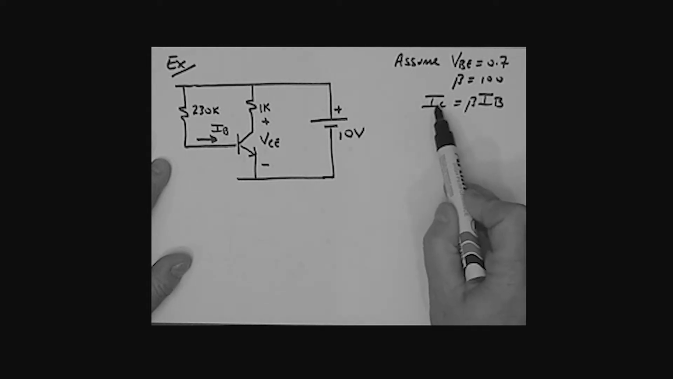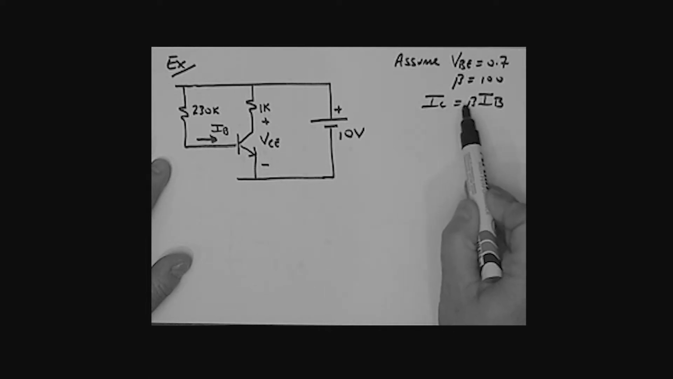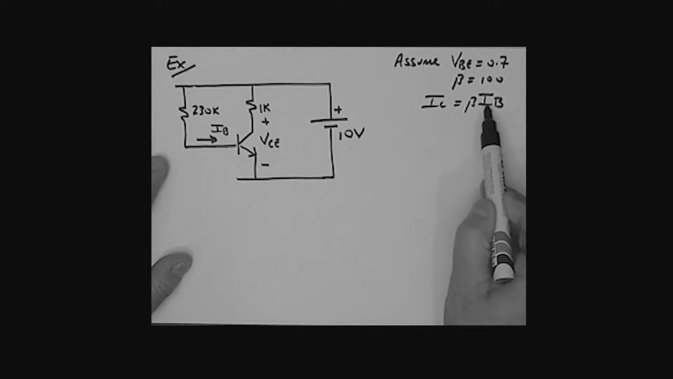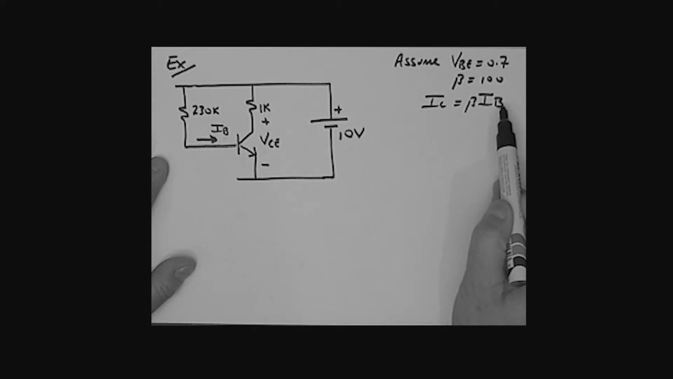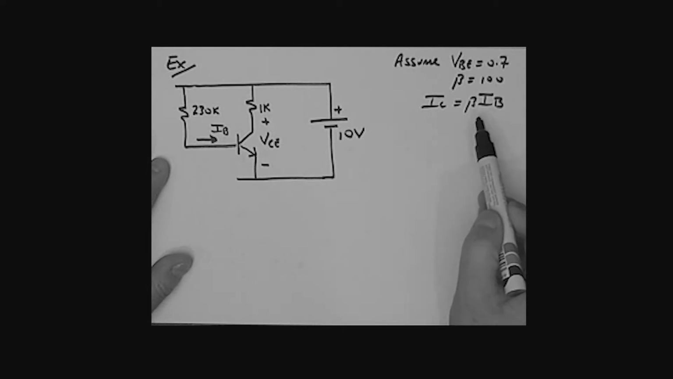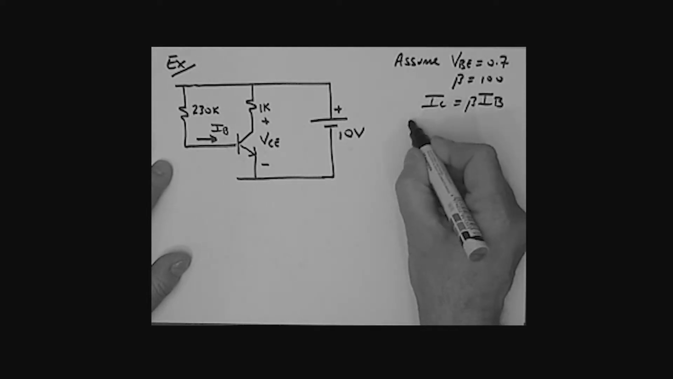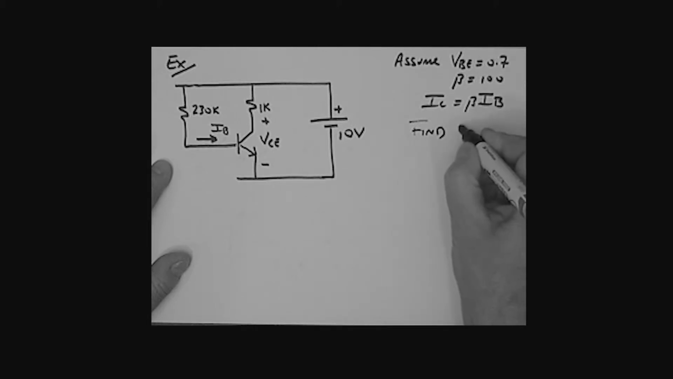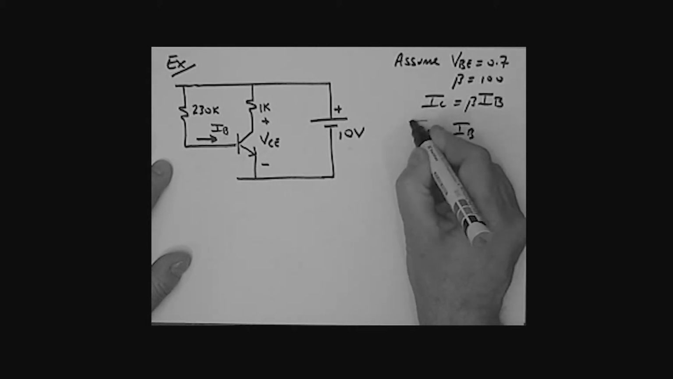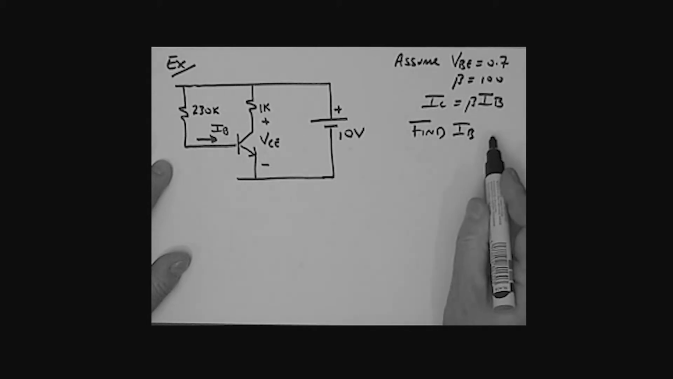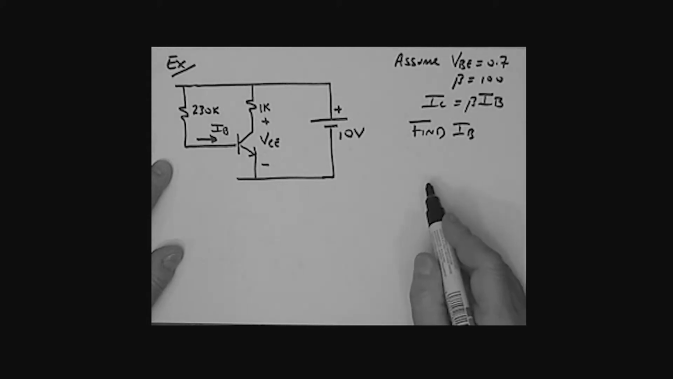And of course we're going to be using this relationship: the collector current is equal to beta times IB, okay? So what we're really going to try to do here is analyze this circuit. Now how do we do this? Well, first of all, we're going to find the base current IB. That's our first step. Once we've found the base current, we can find everything else.